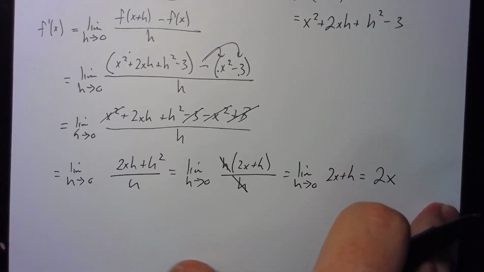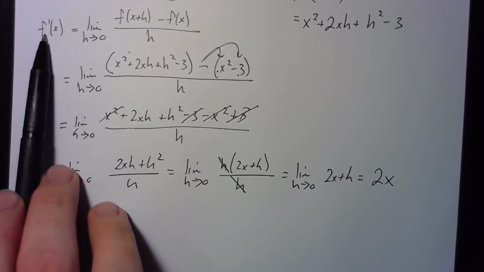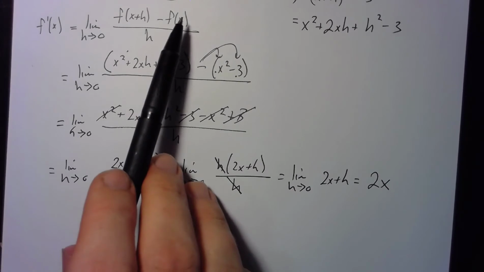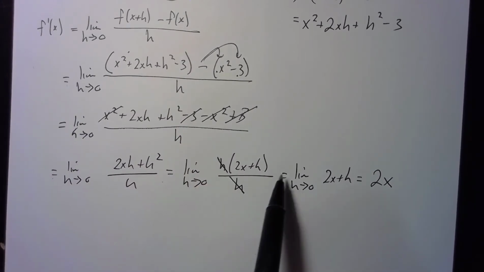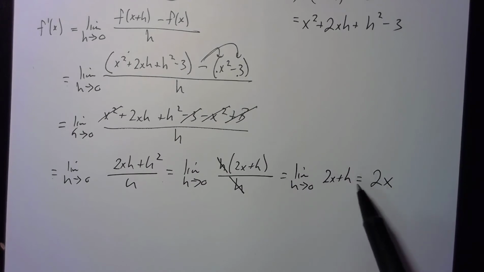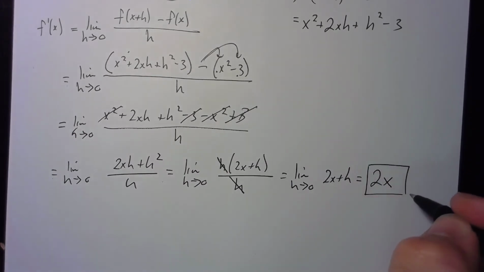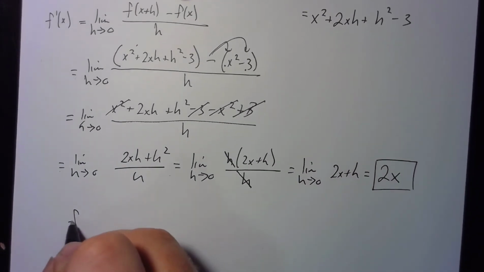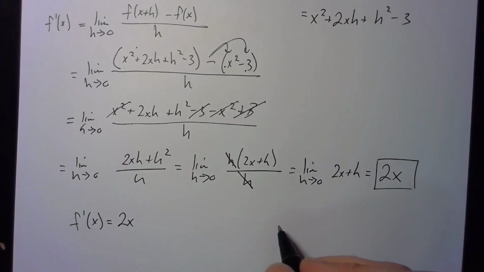Now again, it is extremely important that on every single one of these steps, if you start with f prime of x equals the limit of the difference quotient, then that limit is there every time you write this equal sign, up until you've plugged the limit in to evaluate that number. So in this case, this right here is f prime of x, the derivative of the function, which is equal to 2x.